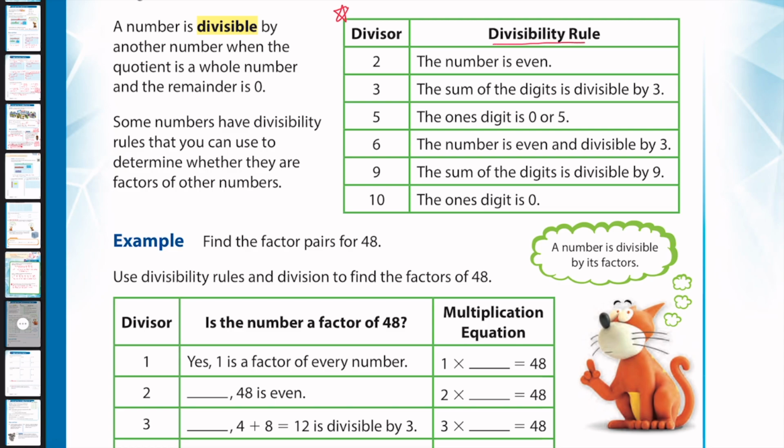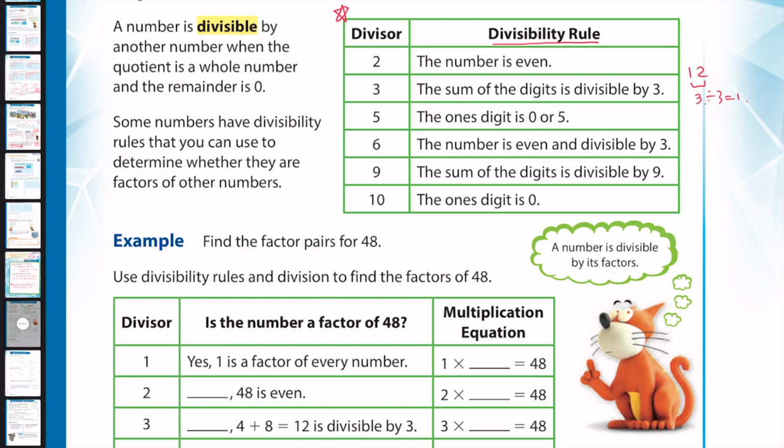That's the divisibility rule, okay? So the rule is what? The number is even. Of course, all even numbers can be divided by 2. And for 3, the sum of the digits is divisible by 3. So for example, 12 is divisible by 3. When you add these two digits, you get 3, which is divisible by 3.